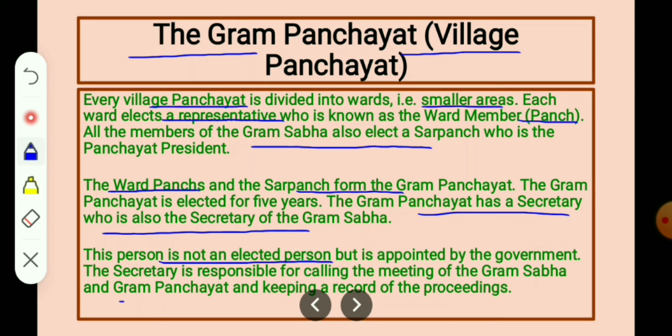The secretary is responsible for calling the meeting of the Gram Sabha, and is the only responsible person who calls the meetings of Gram Sabha and Gram Panchayat and keeps a record of the proceedings.